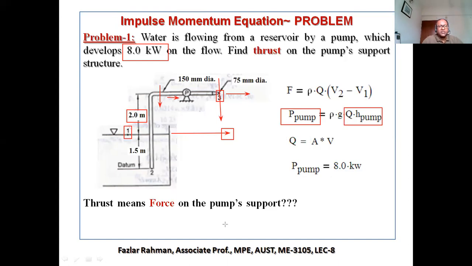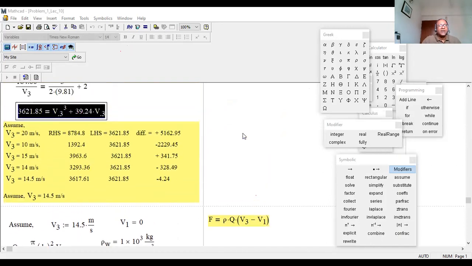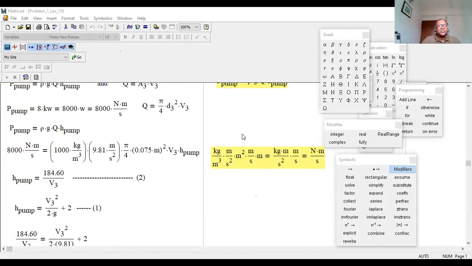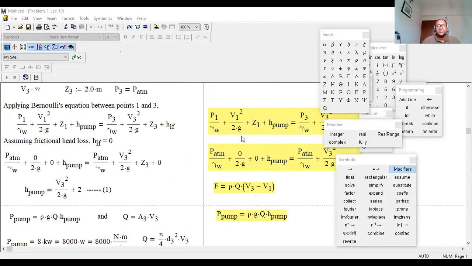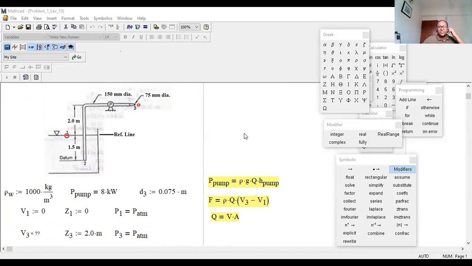I have the Mathcad file right over here. Did you see the Mathcad file? Yes, sir. Okay. It will take just a few minutes to solve it. Just 1 second.